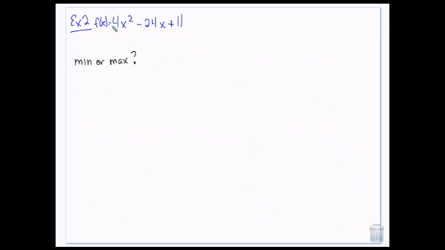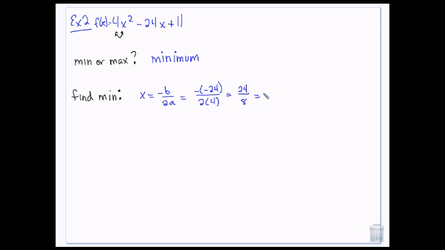All right, so if we look at this other example, it's positive, which means it's going to go this way, which means it's going to have a minimum. And then when we find the minimum, I first have to use my x formula. So I have -24 over 2 times 4. So that's 24 divided by 8, so that's 3.